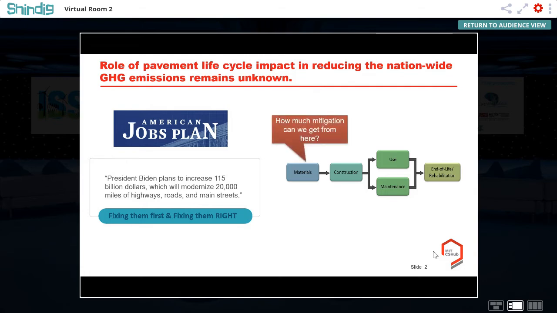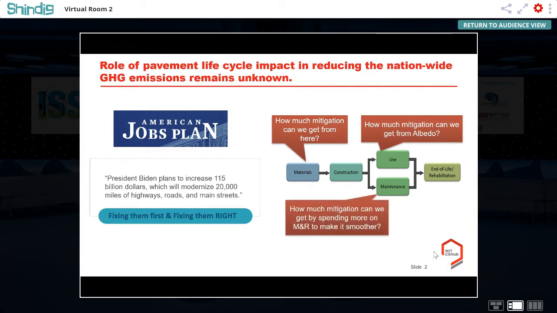For example, we can have some embodied impact reductions. How much mitigation can we get from the material production and manufacturing? Or how much can we get from the use phase, more specifically? Pavements are covering more than 40% of the urban area, and the reflectivity, or in other words, the albedo of the pavements, can contribute to climate change impact.